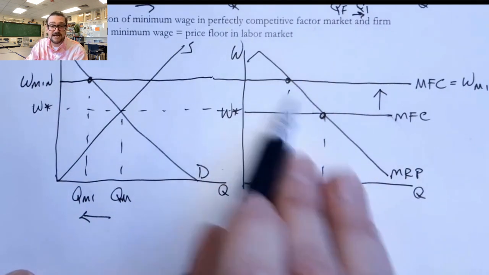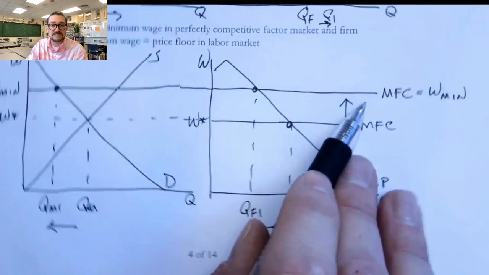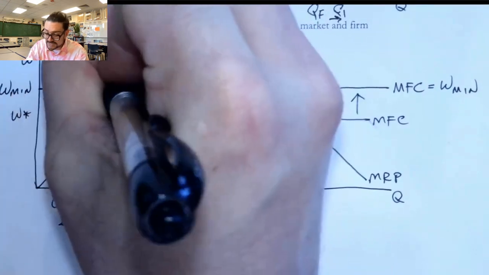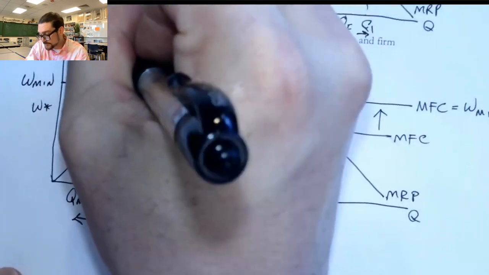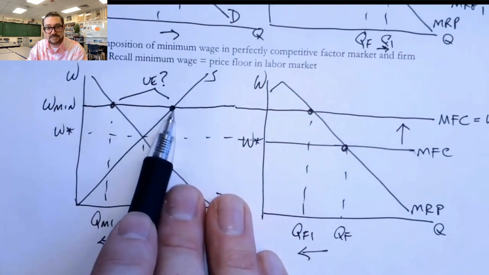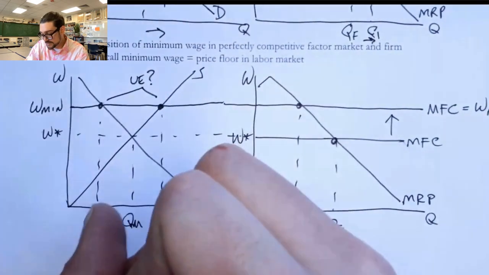That's because we're not hiring as many workers. And the reason we're not hiring as many is because the marginal factor cost is now higher. So this would lead to unemployment. So sometimes these get asked as, how many workers are unemployed? That would be the distance between the demanded and the supplied in this market. And so we could actually find that here, right? So that amount is unemployed.